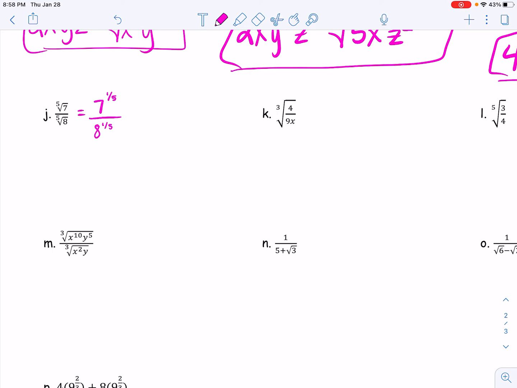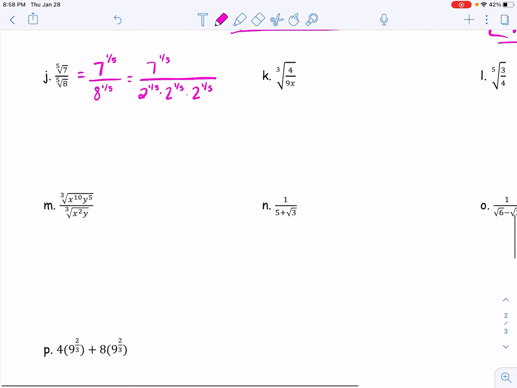But 8 is a perfect cube, which means technically I could rewrite this as 7 to the 1/5 over 2 to the 1/5 times 2 to the 1/5 times 2 to the 1/5, because I know that 2 times 2 times 2 is 8. I have not changed my problem at all. What I've actually done is make my life a little bit easier. And I'll show you why. 7 to the 1/5 divided by 2 to the now 3/5. The problem with this whole problem is that I have a radical in my denominator and I can't leave it there. So I rationalize.